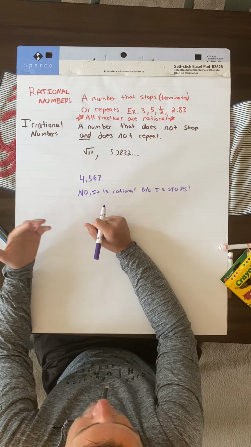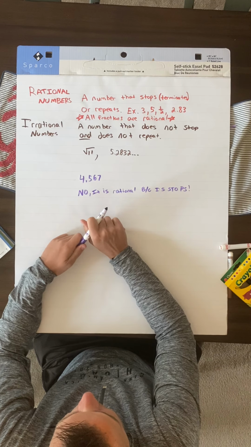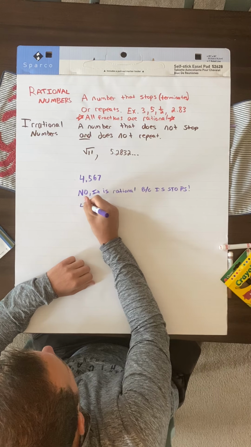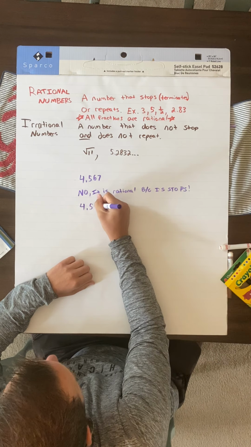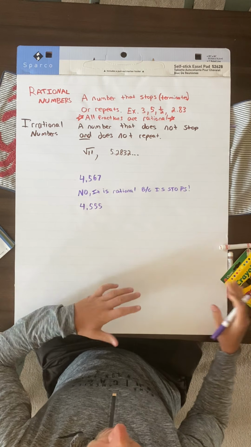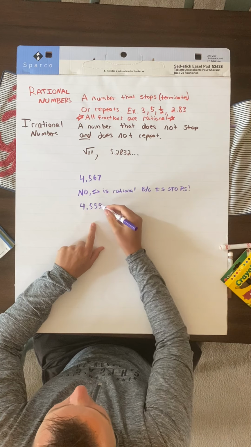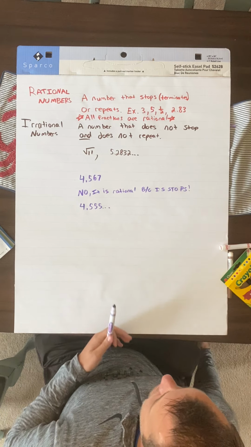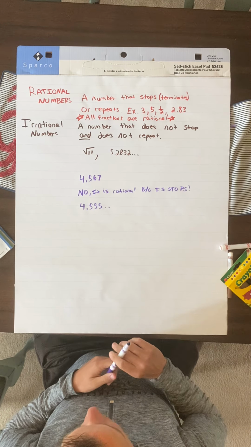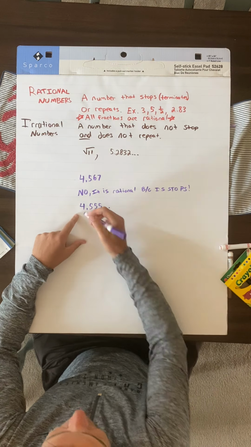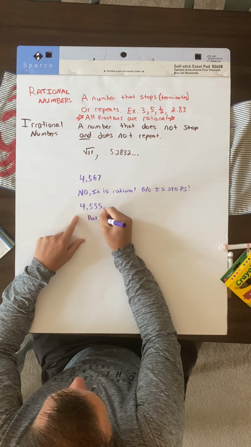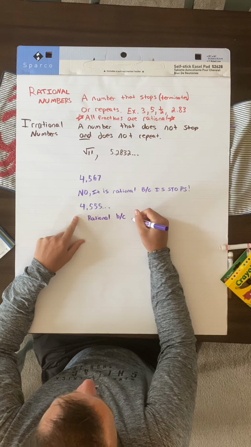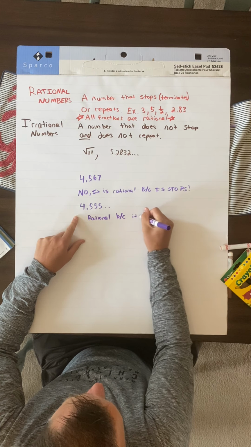Can anybody think of an example of one that repeats? An example I have would be like 4.555 and so forth. If we want it to go on forever, we're going to put the dot, dot, dot. So that would mean the 5 is repeating here. This would also be rational because it repeats.